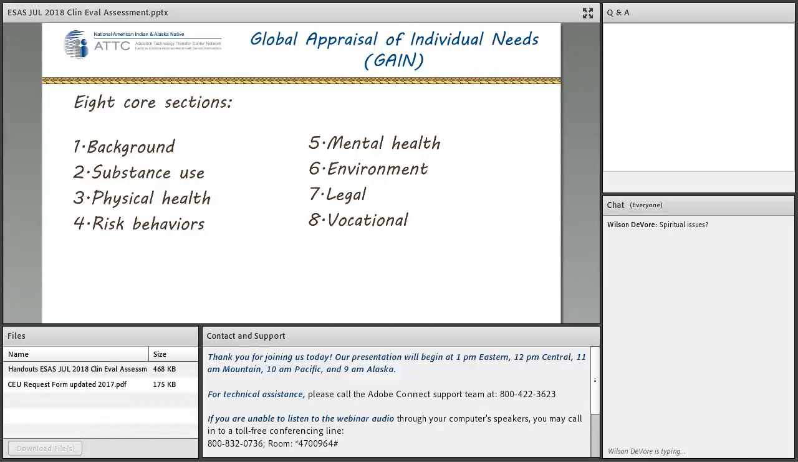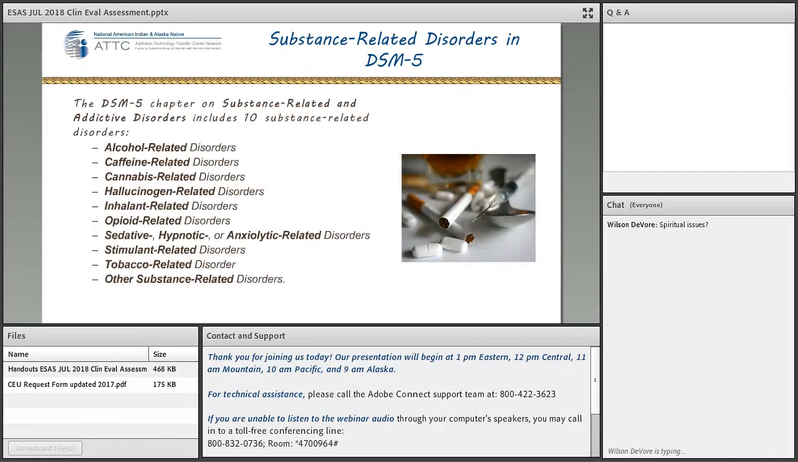Okay. Then we get into the DSM-5. The DSM-5 chapter on substance-related and addictive disorders includes 10 substance-related disorders. Now, remember that with the DSM-5, the other one is gambling disorder.